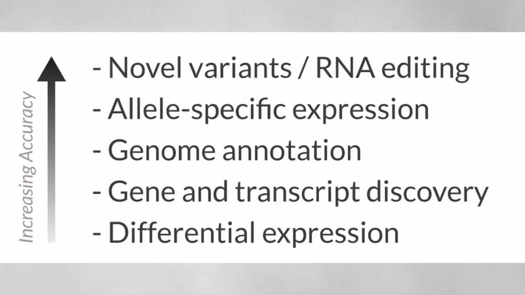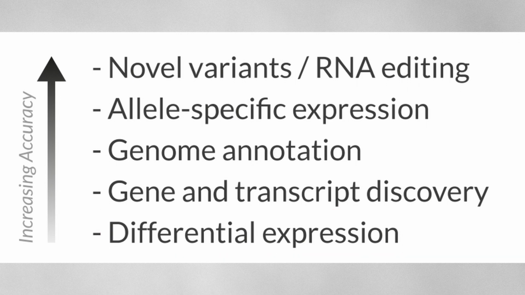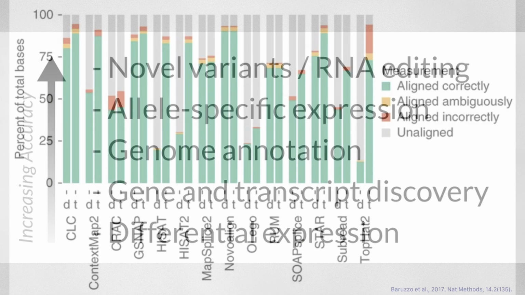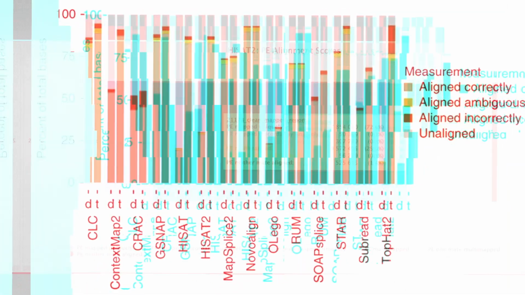As a final note in mapping, it is critical to realize that differential expression actually requires less mapping accuracy compared with other genomic analysis, such as variant detection, allele-specific expression, genome annotation, and transcript discovery. And thus, if we check the accuracy for the popular aligners that we have nowadays, we would see that all of them would perform well enough for differential expression.